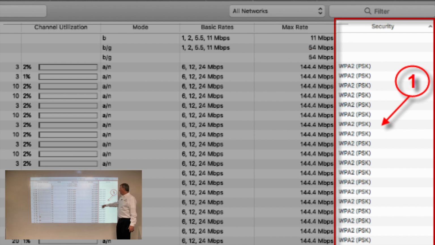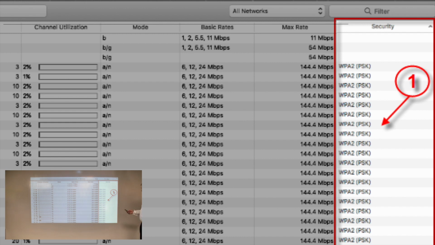That's how we'd know. So all of these look good. We're using 144 megabits per second, which is the limit of this particular access point. It's 2 streams, and that's the fastest it can go on a 20 megahertz wide channel. But here's another thing to notice.